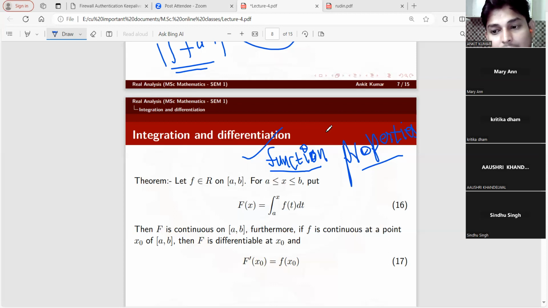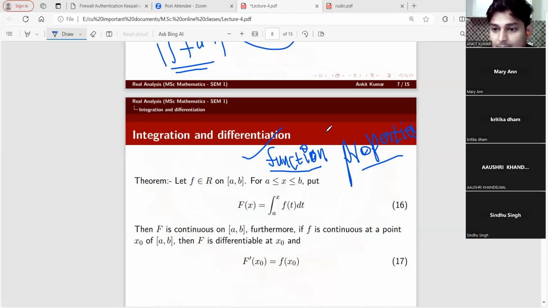And by theorem, we also prove that if f and g are Riemann Stieltjes integrals, then their product f into g is also a Riemann Stieltjes integral. So this type of thing we have already covered. Okay. So in this lecture, we have covered properties, functions, and many more.